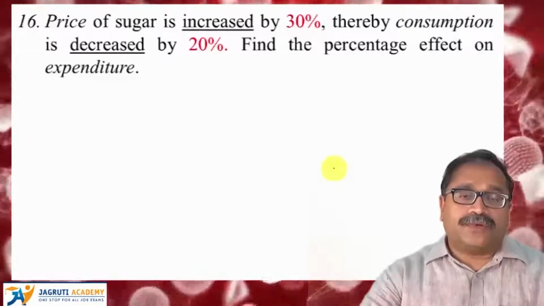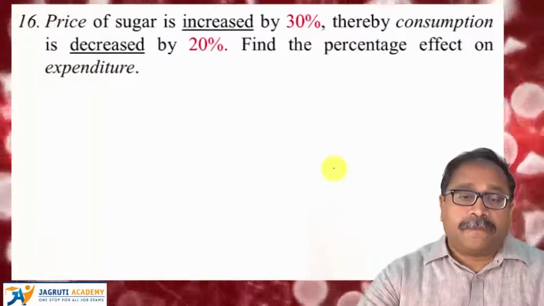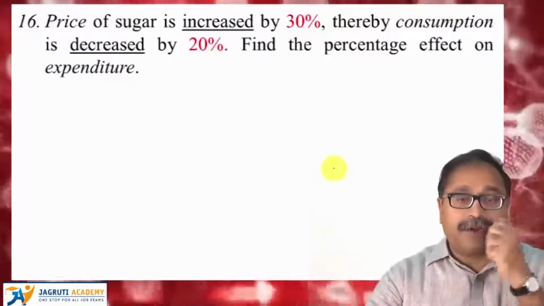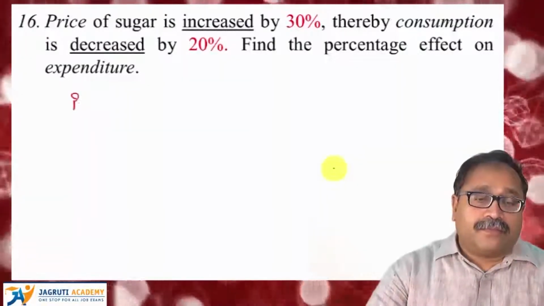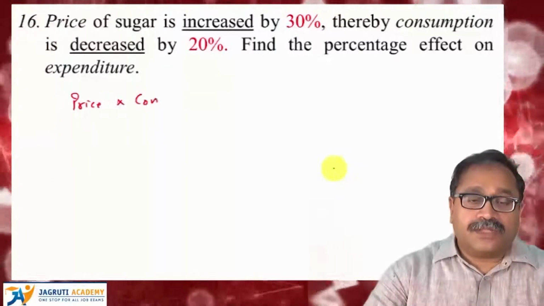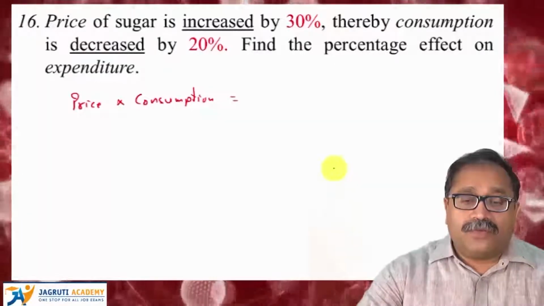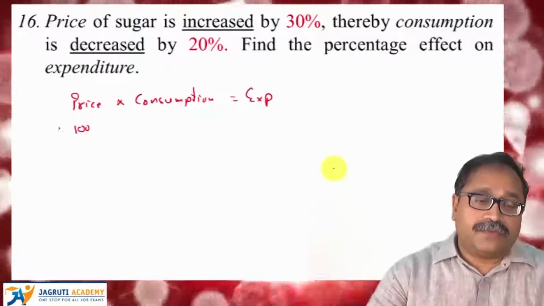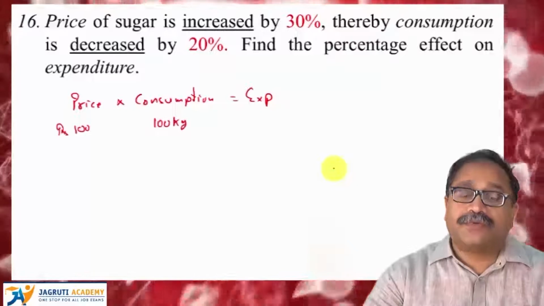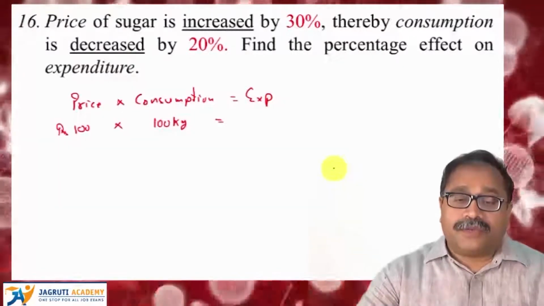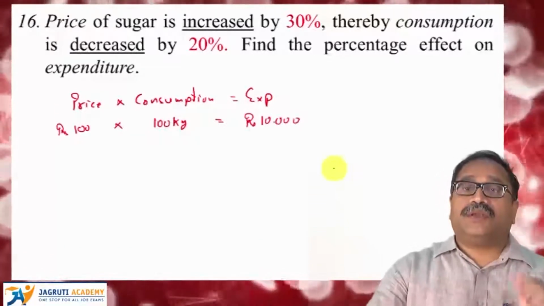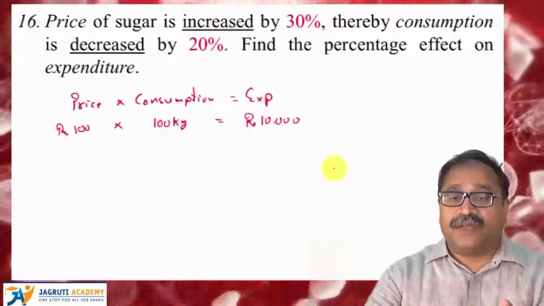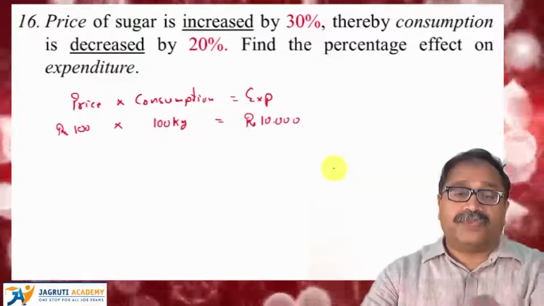Next one, the price of sugar is increased by 30%, thereby consumption is decreased by 20%. Find the percentage effect on expenditure. Now how are these three connected, price, consumption and expenditure? Price into consumption is equal to expenditure. Suppose I purchase sugar, price is 100 rupees per kg, and my consumption is 100 kg. So what will be the expenditure? 100 into 100, that gives us 10,000. So that's how these three are interconnected. Any effect on price will give an effect on expenditure. Simultaneously, any change in consumption will affect the expenditure. So this question is something like that.